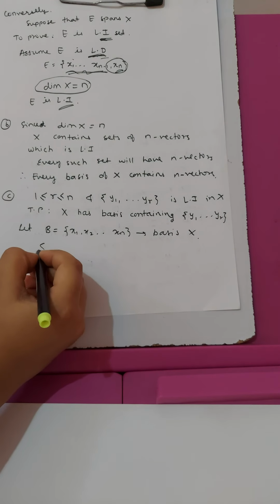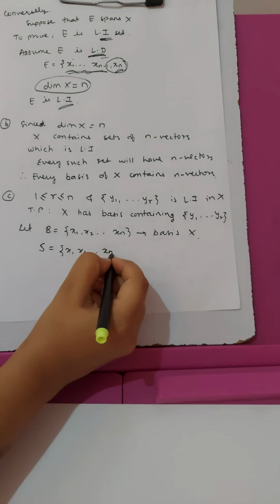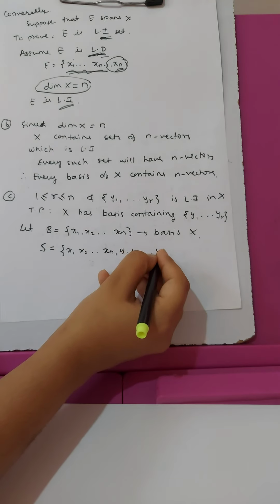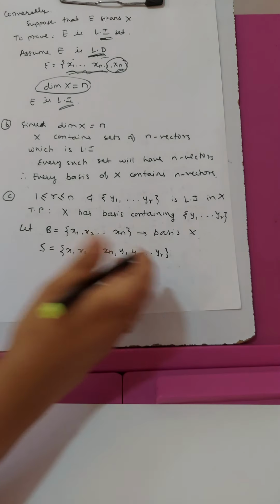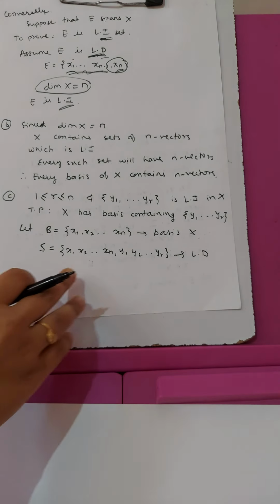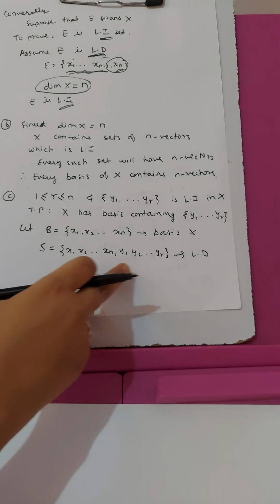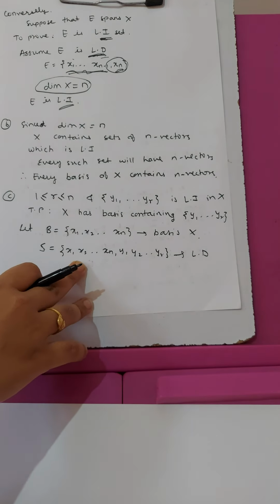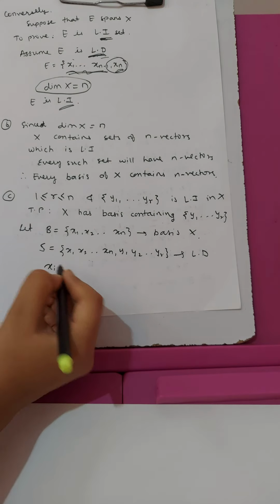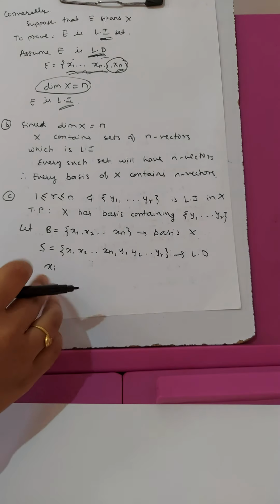Now if we consider a set S like x1, x2 up to xn, and add some extra elements like y1, y2 up to yr, then surely this set will become linearly dependent. As soon as it becomes linearly dependent, we can state that one of the elements of this set can be expressed as a linear combination of other elements.